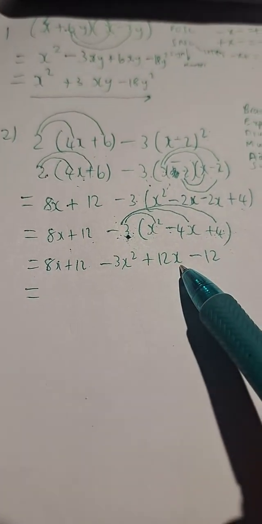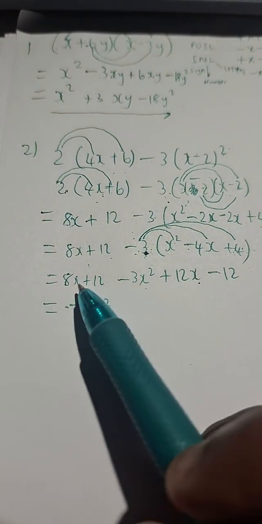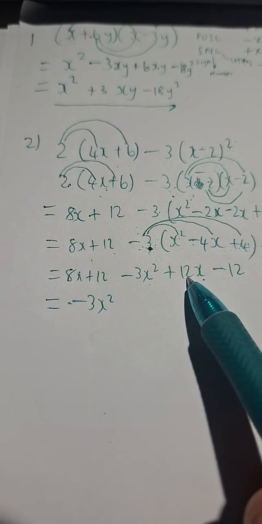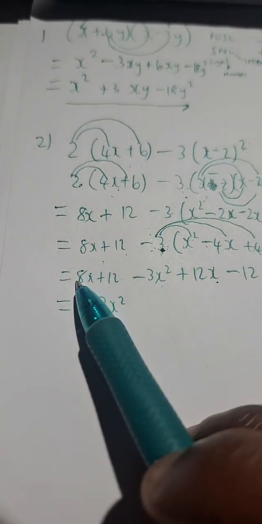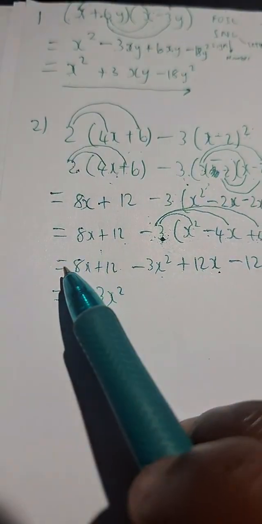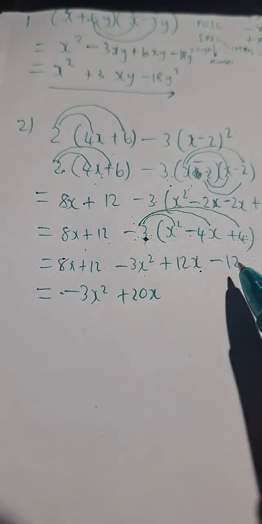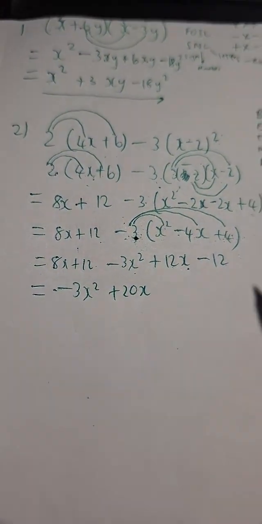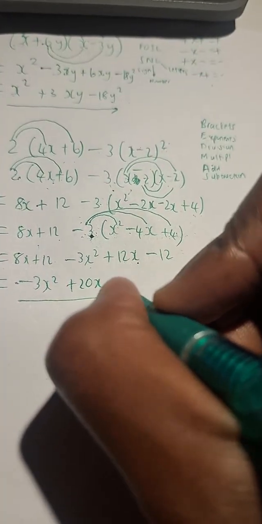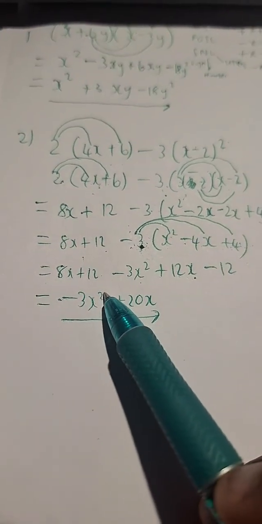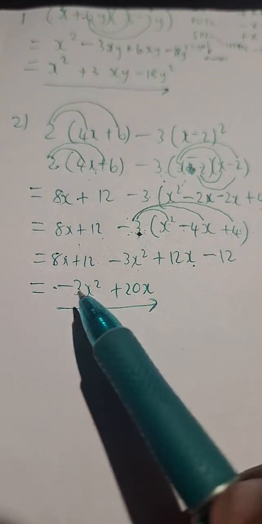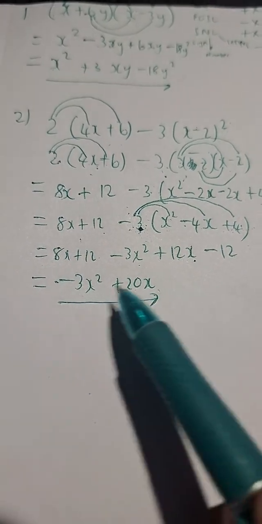Now that we have like terms, negative 3x squared is on its own. 8x plus 12x, those are like terms. 8x is positive, 12x is also positive. So we say 8x plus 12x, we get 20x. Then 12 is positive. This 12 is negative. What's 12 minus 12? It's equal to 0. Our final answer is negative 3x squared plus 20x, these are two unlike terms.